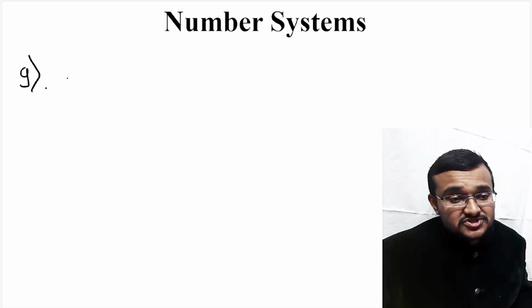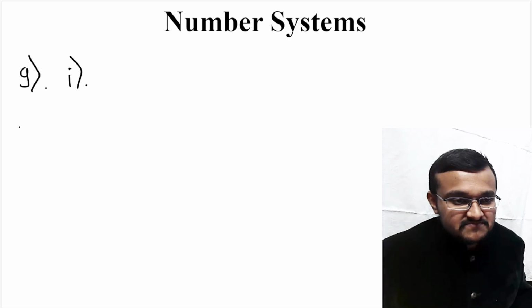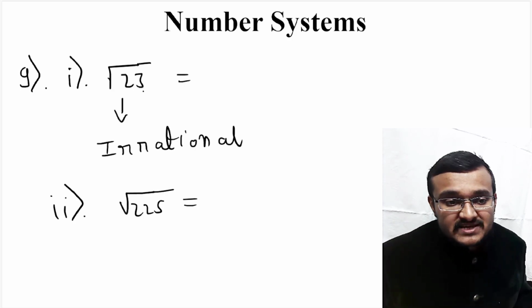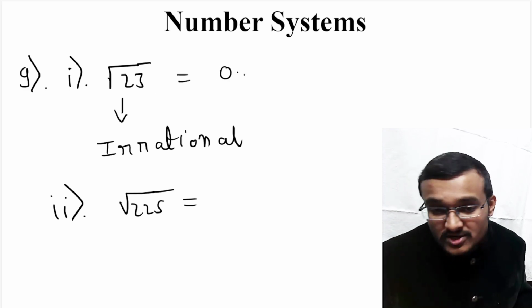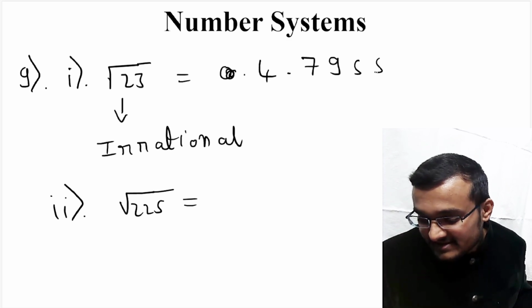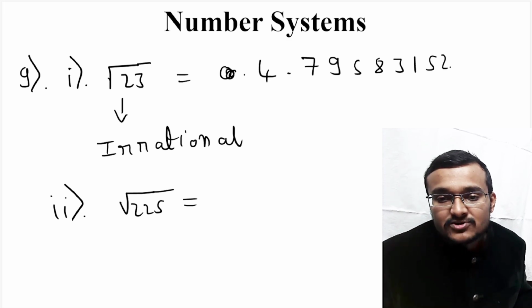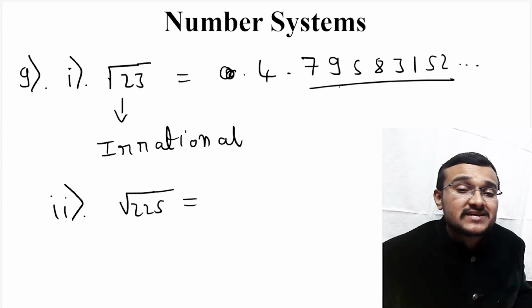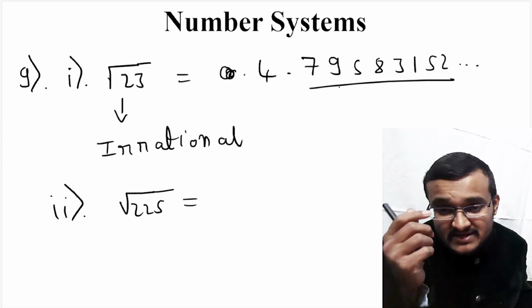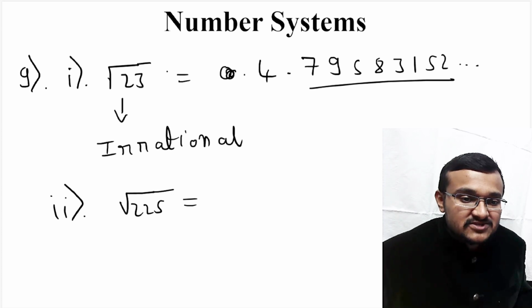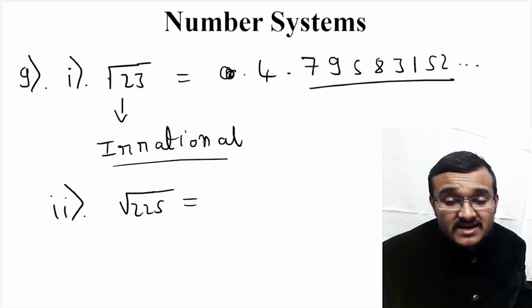Coming to the 9th question, here you have to find whether the given numbers are rational or irrational numbers. So coming to the first question in this 9th question, here you have root 23. So when you take root 23, it is equal to 4.79583152, and it goes on like this. So here you can see there is no repetition of a particular set of numbers, and there is no termination also. So that's why this particular root 23 is irrational number.